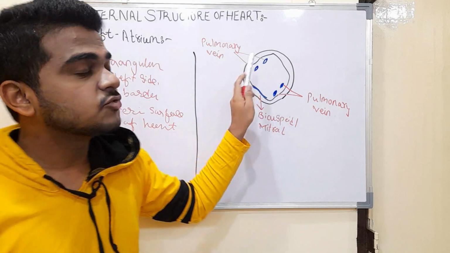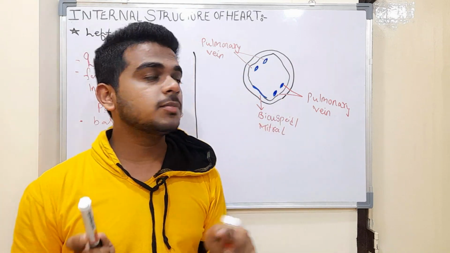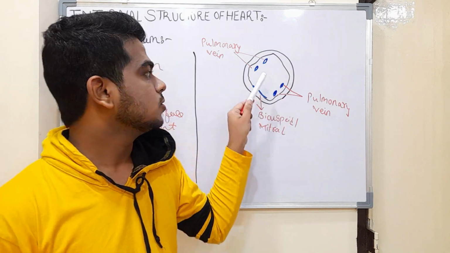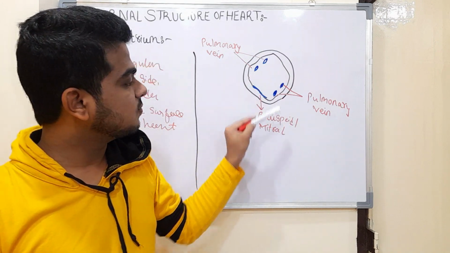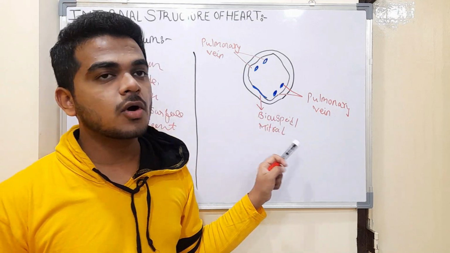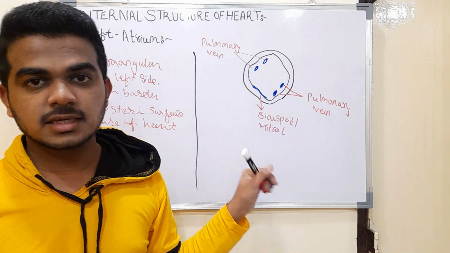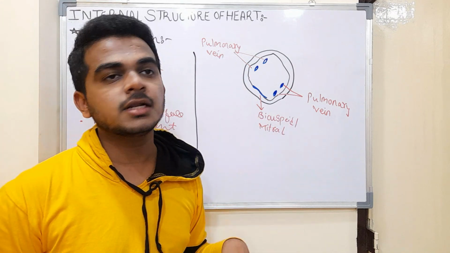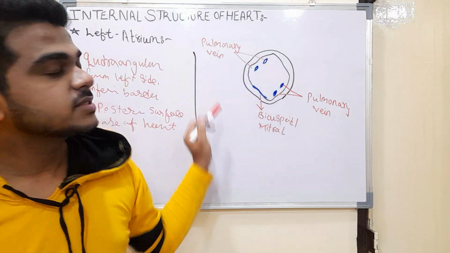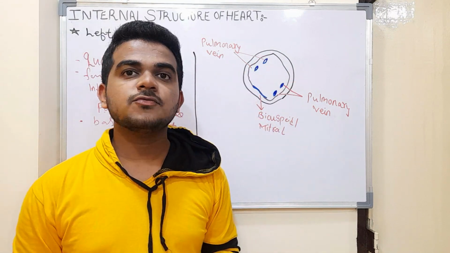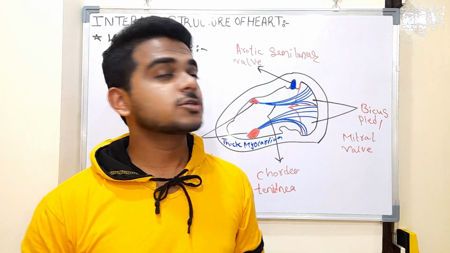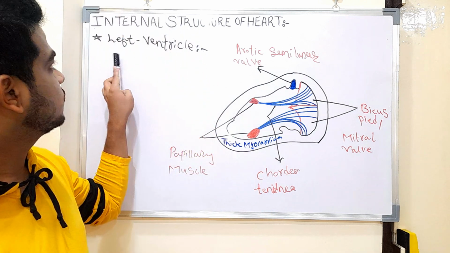It receives oxygenated blood from the lungs and pumps the oxygenated blood to the left ventricle through the bicuspid orifice and mitral orifice. Both are the same, bicuspid and mitral orifice, which is presented here. So this structure is known as the left atrium. The last point of the internal structure of the heart is the left ventricle.